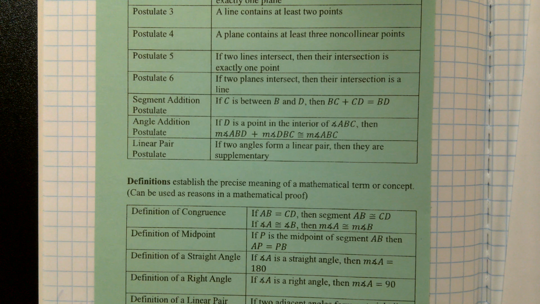That means that ABD, I'll call that X, plus DBC, I'll call that one Y. If I add those together, that gives me ABC, which is this whole thing.